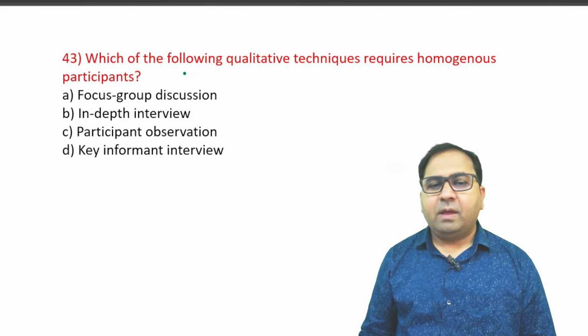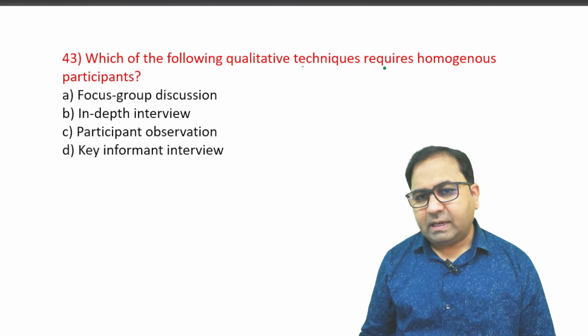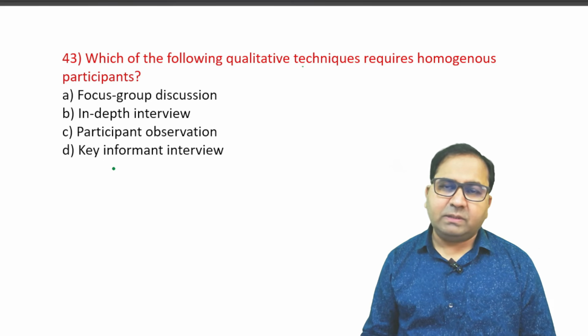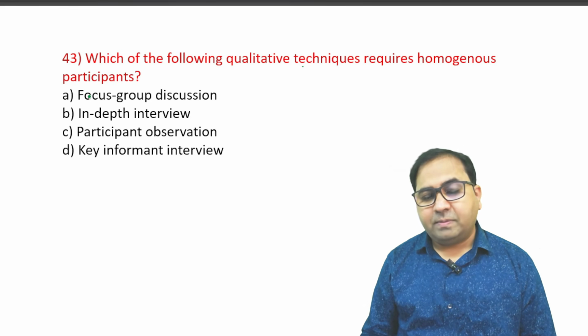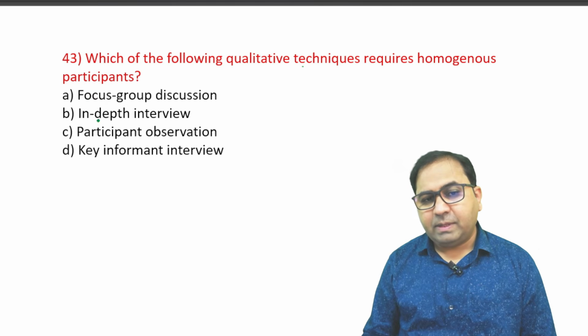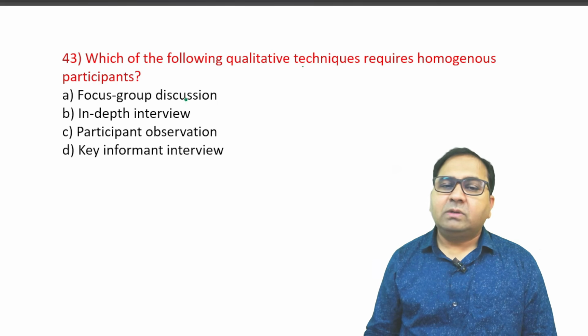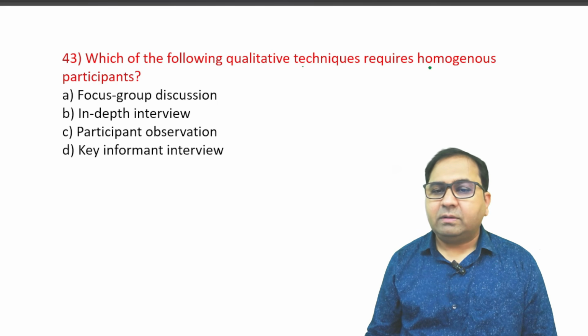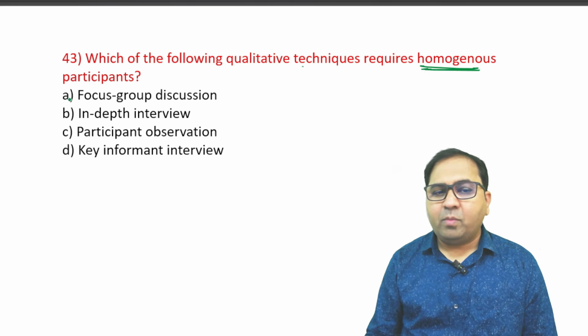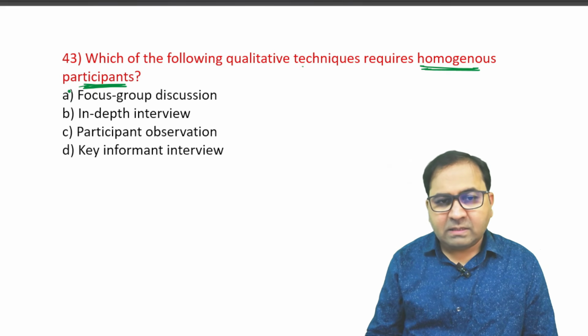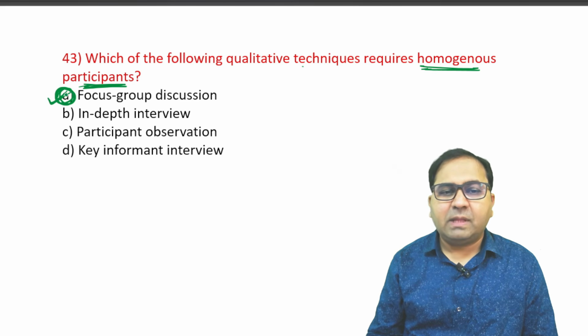Next question. Which of the following qualitative techniques requires homogeneous participants? Options are A. Focus group discussions, B. In-depth interviews, C. Participant observation, or D. Key informant interview. So wherever you have the words homogeneous participants, you take the answer as focus group discussion. Please remember the answer for this question.